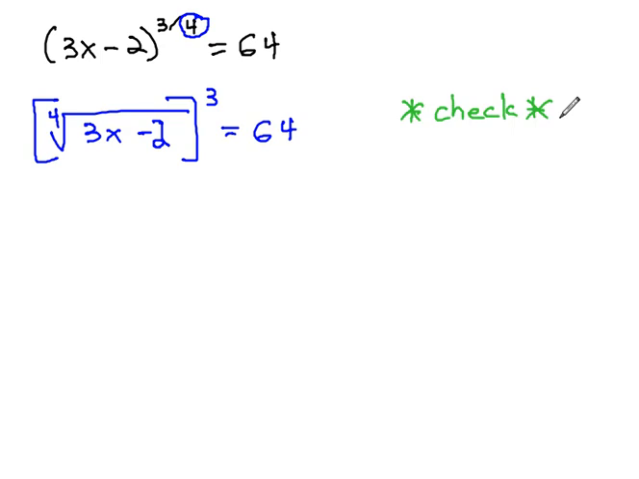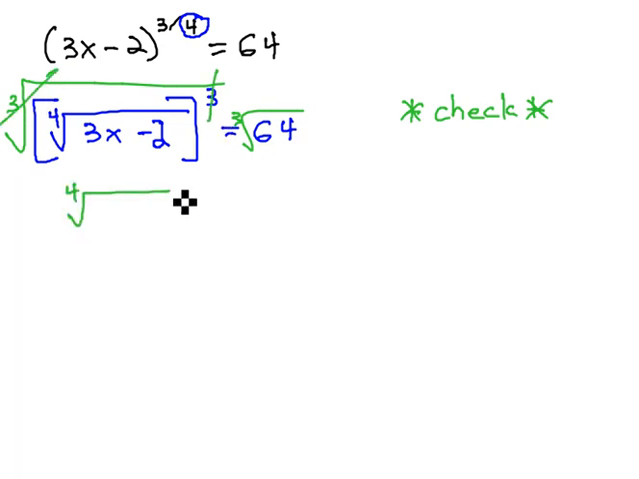All right, let's solve it. From the outside in, the cubed is on the outside, the opposite of cubing is to take a cube root of both sides. Cube and cube root are inverses. We're just left with the radical inside. The 4th root of 3x - 2 equals the cube root of 64, which is 4. Again, because we're getting rid of an odd exponent, we only have one solution.